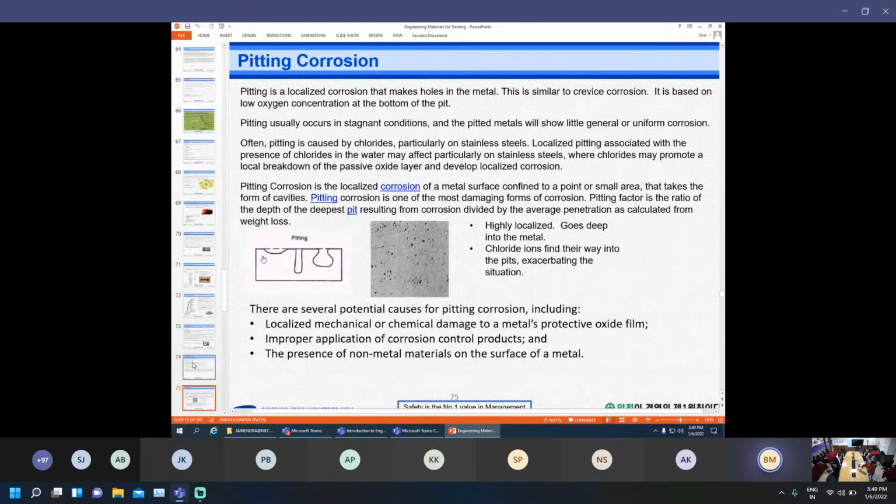Now pitting. Pitting is basically localized corrosion that makes a hole in a plate or metal. If somebody says the material has been pitted, it means there is some hole. The hole can be little or big, but there will be a hole in the material. That is called pitting. You can see it in many materials in your house, like the water tap.